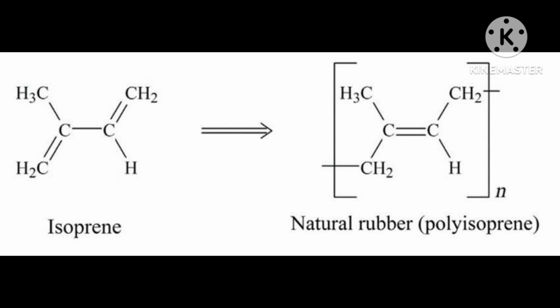Natural rubber may be considered as a linear polymer of isoprene. Always remember, a question is asked. Natural rubber may be considered as a linear polymer of, remember, isoprene. What is isoprene? It is 2-methyl-1,3-butadiene. Butadiene, you know, is 1,3-butadiene, but at carbon number 2, if a methyl group is attached, then that is called 2-methyl-1,3-butadiene. This is actually isoprene.